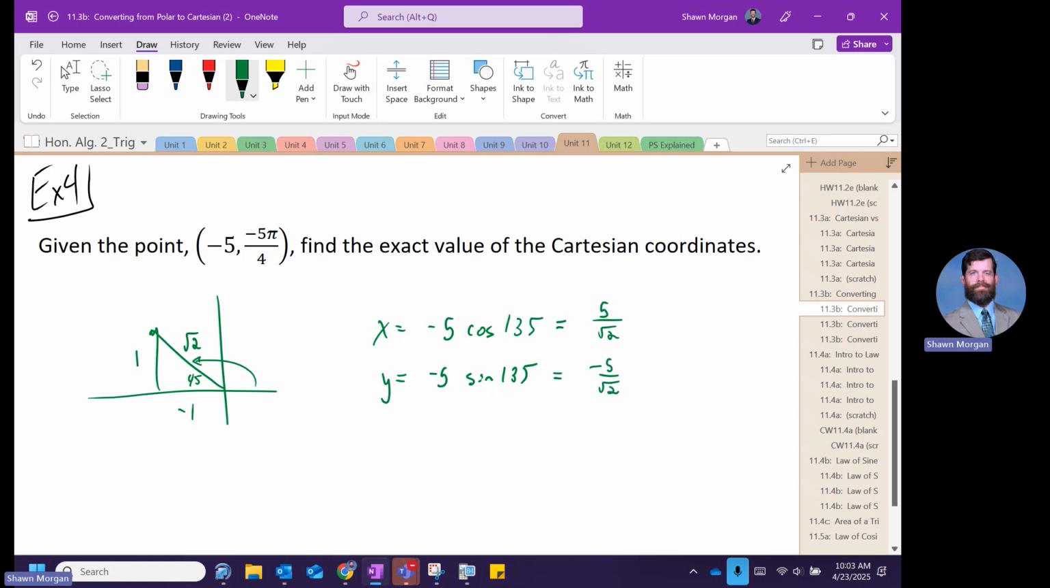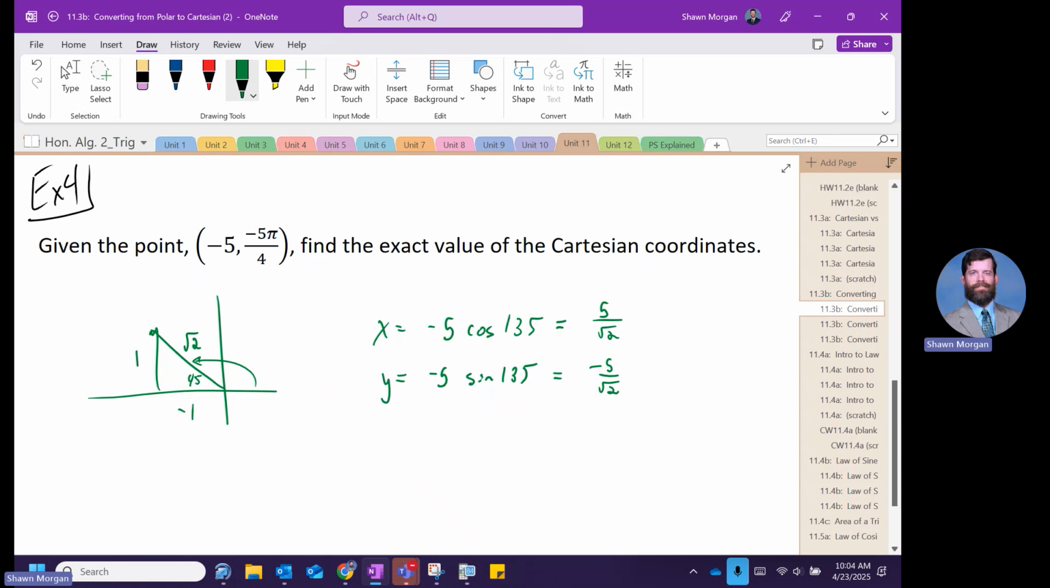Now, what do you know? This is where we're going to kind of do a little bit of learning on the job here. What do you know about a positive x value and a negative y value? It's in which quadrant? Positive x, that means I'm moving to the right. Negative y, I'm moving down.